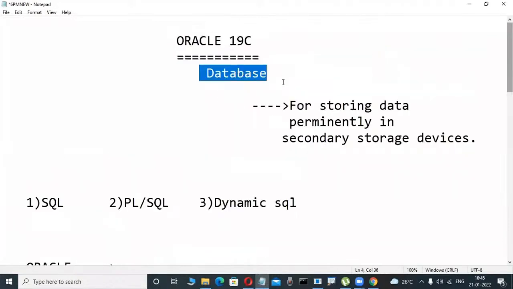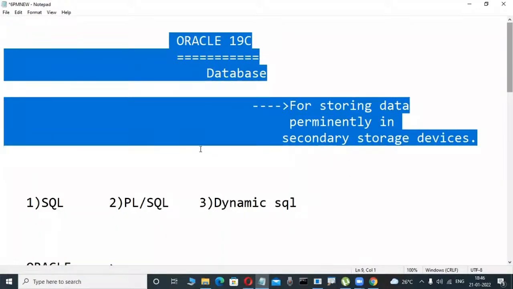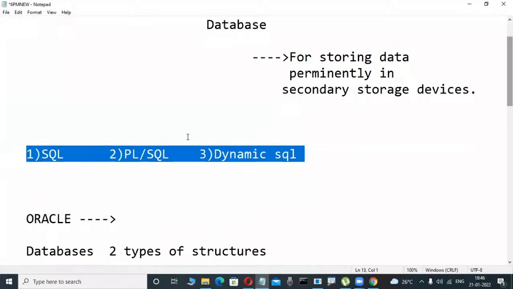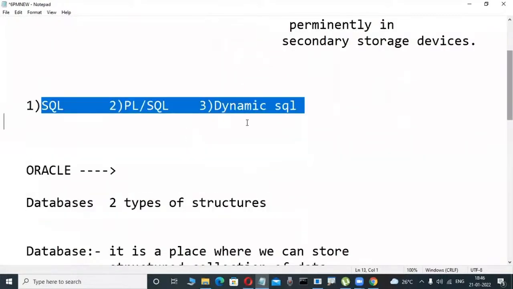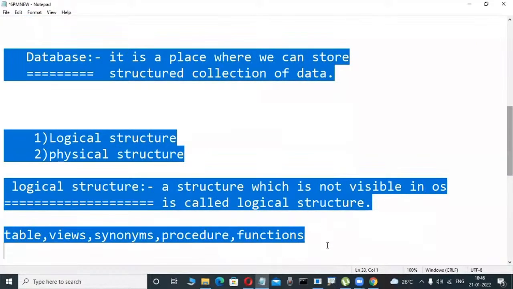What is the purpose of databases? Not only storing data permanently, but also retrieving and fetching the data efficiently from some place. If you want to operate this Oracle software, we use SQL, PL/SQL and dynamic SQL languages. In any Oracle course, these three things are taught. That is a very small thing I am telling.